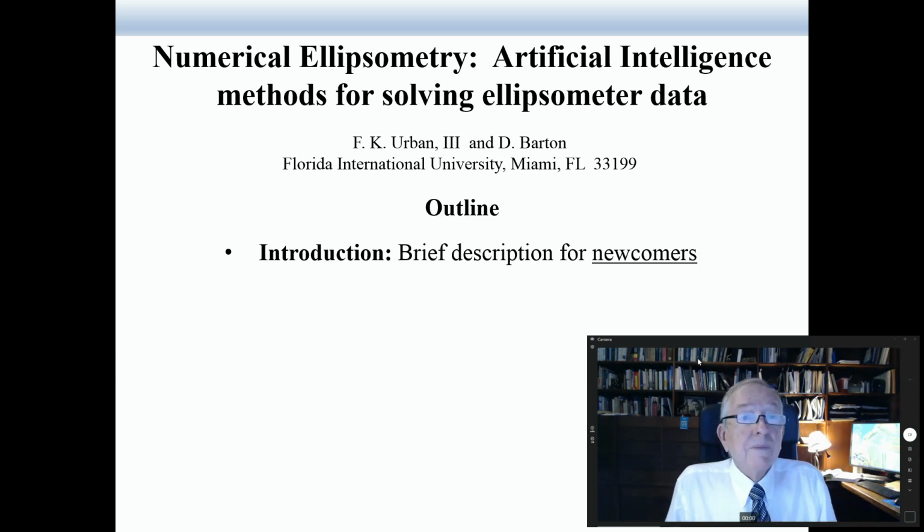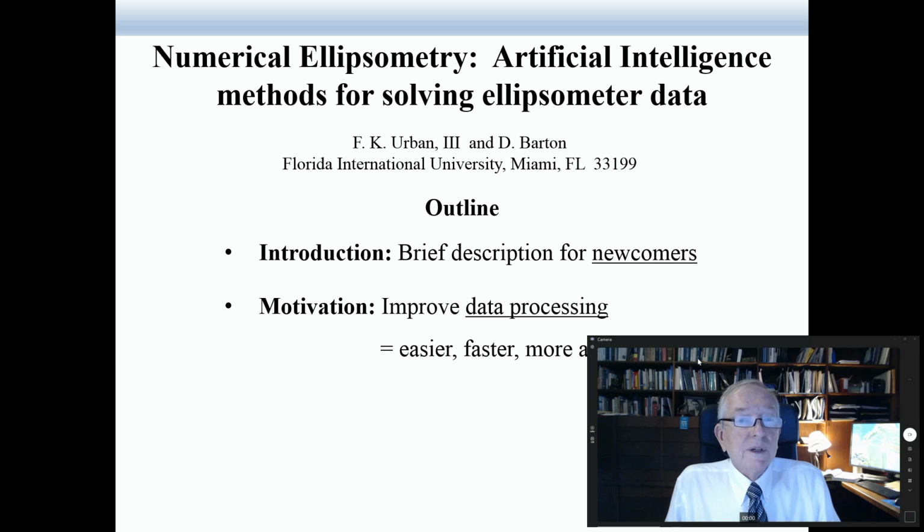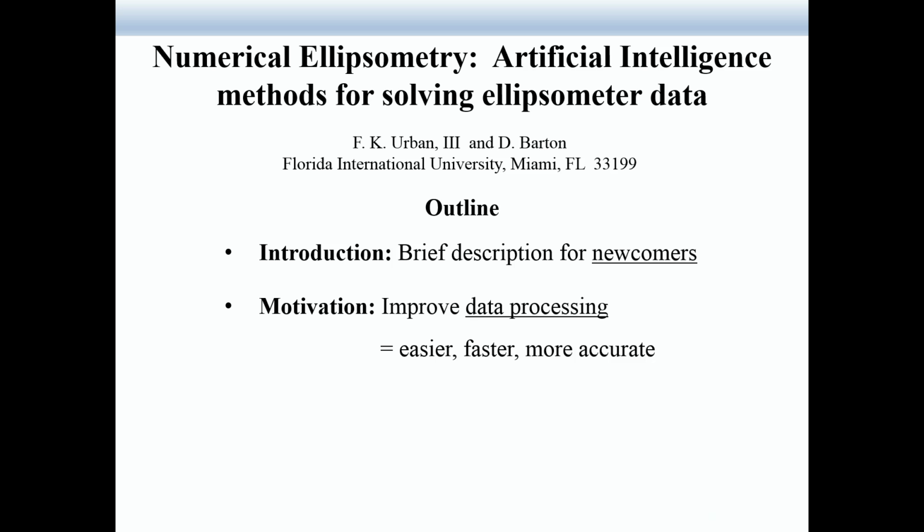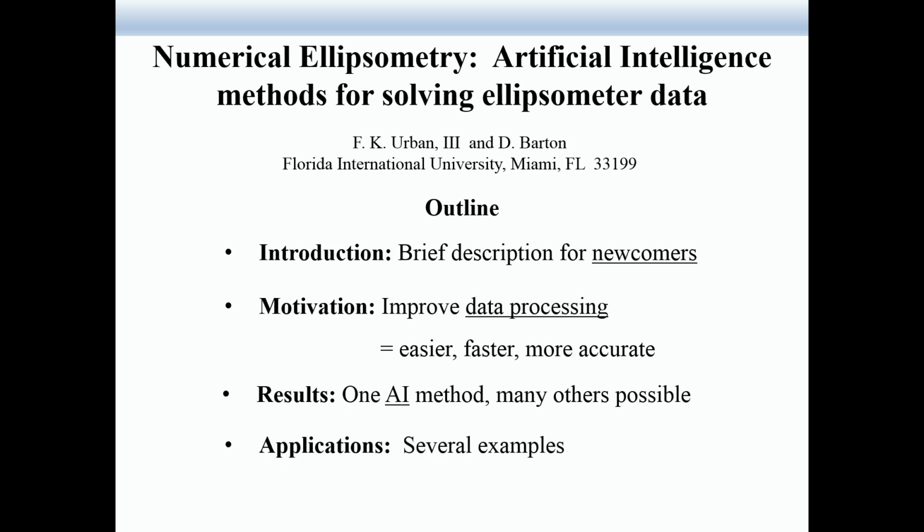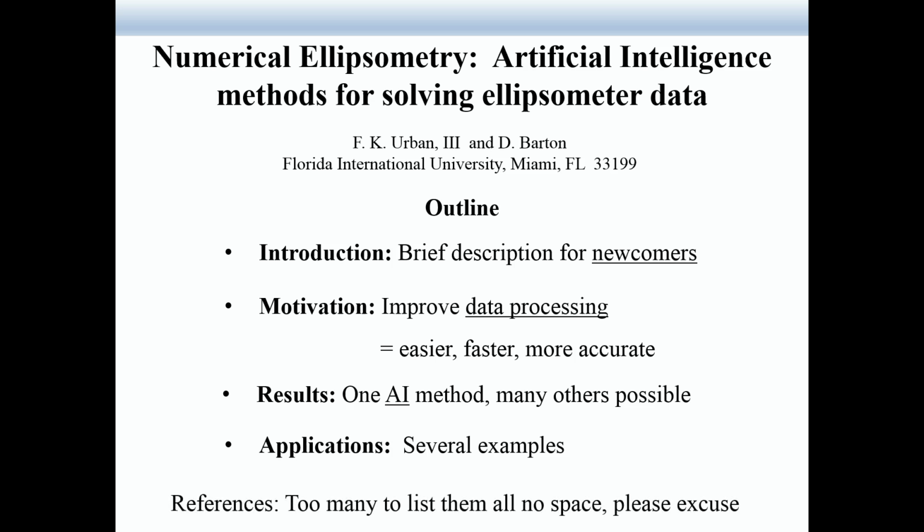A brief outline here is a description for newcomers to ellipsometry and AI both. The motivation here is to improve data processing, to make it easier, faster, and more accurate. The results to show here are for one AI method, and there are all sorts of other possible methods. I'm going to show a couple of examples. And there are just too many references to list them all, so please excuse that.